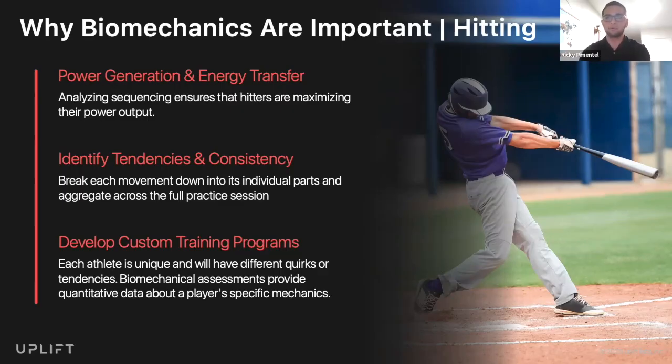Uplift Capture records hits at 240 frames per second, and your videos are always available for coaches and players to view afterwards. Our hitting report shows overall averages and main takeaways, as well as a swing-by-swing table with primary metrics for every swing with ball contact. And lastly, you can develop custom training programs with this information. Each athlete is unique and is going to have different quirks and tendencies. These biomechanical assessments provide quantitative data about a player's specific mechanics. And this info allows coaches to create tailored programs that address individual weaknesses, focus on specific areas for improvement, and reinforce efficient movement patterns.